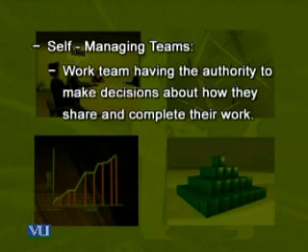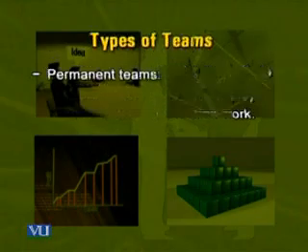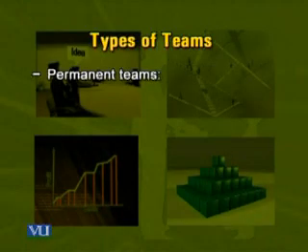A self-managing team can be a work team having the authority to make decisions about how they share and complete their work. Isko self-managing team keh sakte hain. Lekin broader spectrum mein, when we're talking about types of teams, they can be permanent teams, you can have temporary teams. Permanent team kaun si hongi?